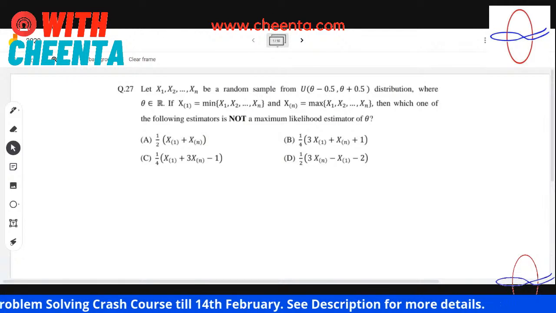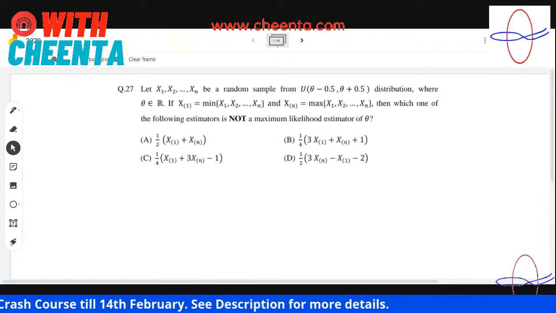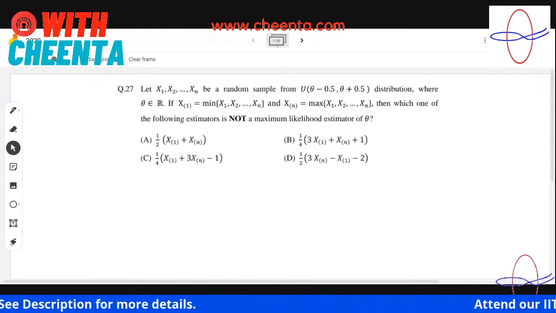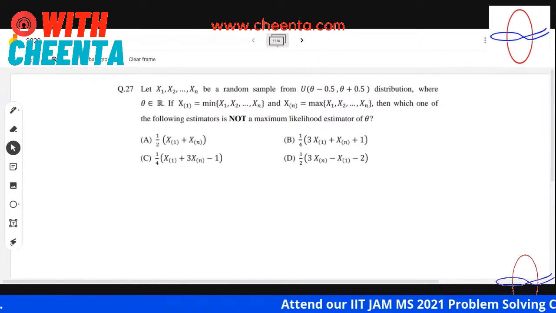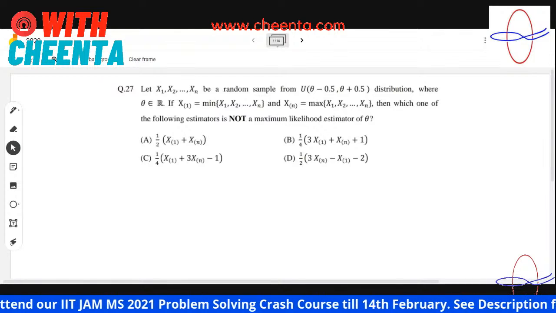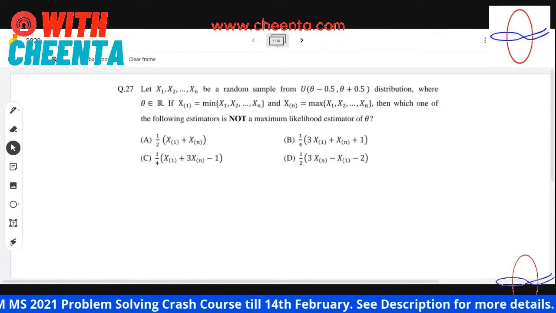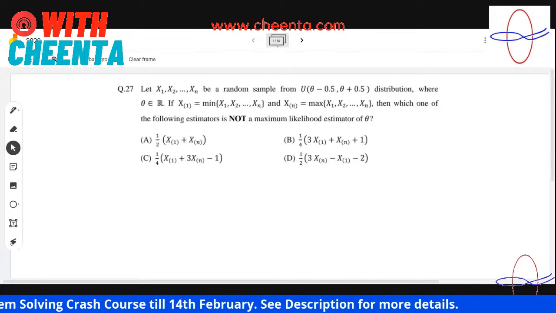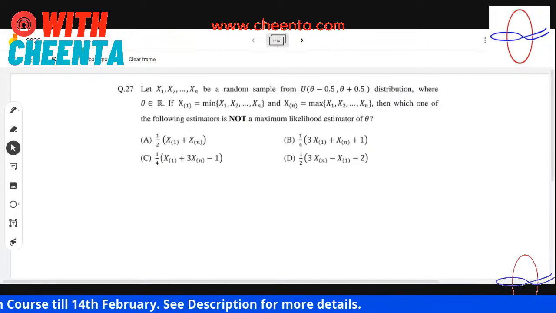Hello, good evening. So, today we'll be discussing, as discussed and as planned, statistical inference, including both estimation and testing of hypothesis, from past papers of IIT JAM. We have selected the 2020 paper here because it's the most recent one, and we will solve the problems together.